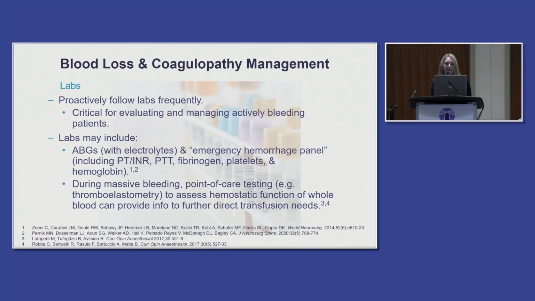We'll be following labs frequently for these cases. It'll help us not get behind, be surprised by blood loss, help us actively manage these bleeding patients. Labs would include ABG with electrolytes and whatever you call your emergency hemorrhage panel, but including PT, INR, PTT, fibrinogen, and platelets. During really massive bleeding, consider point of care testing, so thromboelastometry, to further assess hemostatic function.